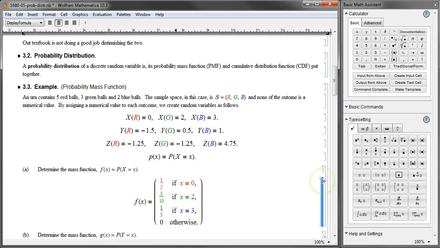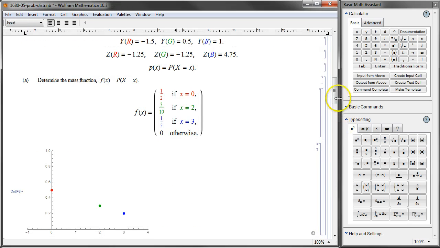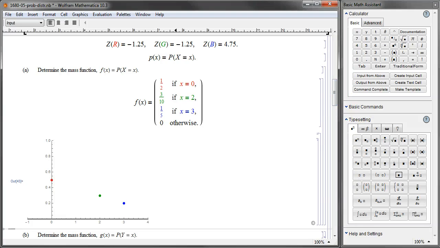By the way, here is a graph of that mass function. When x equals 0, we have this red dot, which means that's the y-coordinate value. That's a probability, 0.5. When x equals 2, we have the green ball, so 0.3. That's a probability. When x equals 3, then 0.2, 1/5, that's a probability. Otherwise, the probability is all 0, as you can see down here. That is a typical graph of the mass function. Bunch of dots.